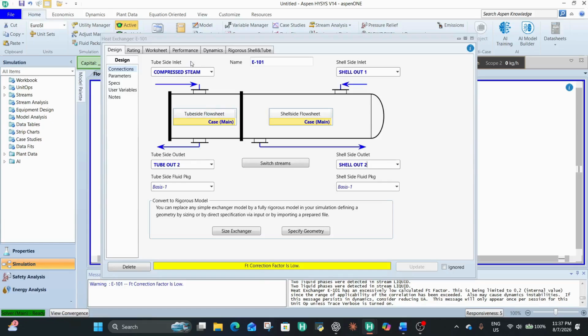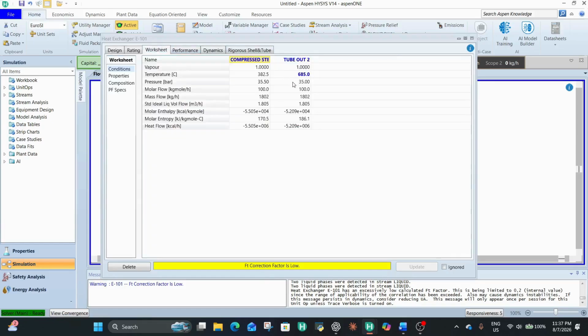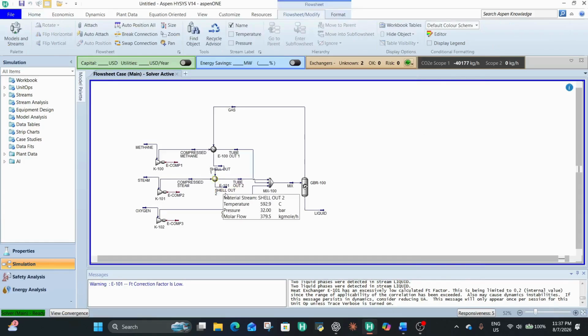Basically a temperature cross. It didn't work, unfortunately. FT correction factor low. It's just basically trying to tell us a temperature cross. It doesn't work, unfortunately. I was really looking forward to seeing that, it's very magical, always. It's always magical. So I'll just straighten this out.